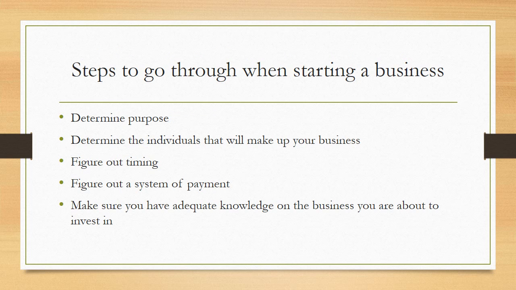To form a business, you need to go through these steps. Determine the purpose, determine the individuals that will make up your business, and figure out timing. Most successful businesses meet once, twice, maybe three times a week. Figure out a system of payment. The way you do this is you divide the profits by the number of workers, but you keep the amount of two workers. Make sure you have adequate knowledge of the business you are about to invest in.